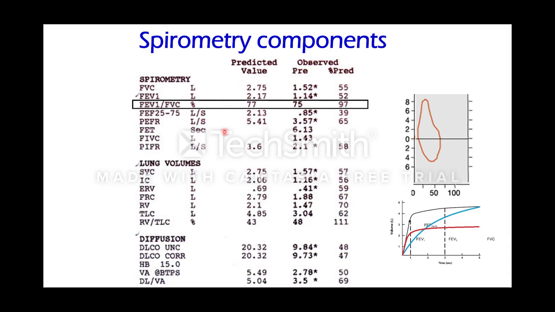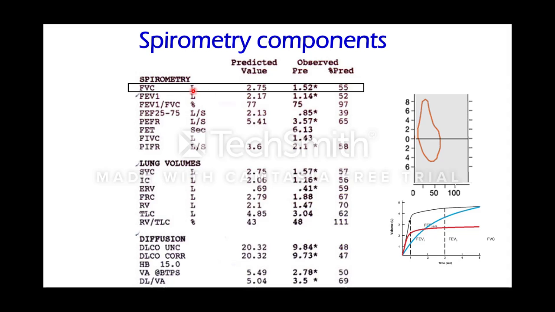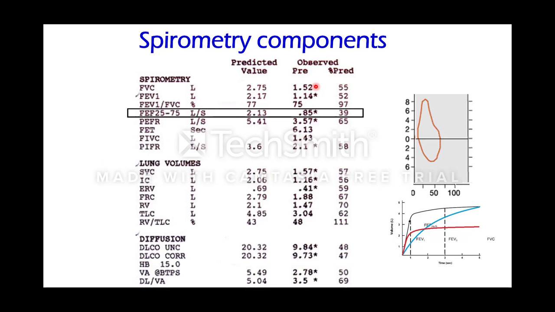Again, to read this, first start here. If this is normal, two things: either normal lung or restrictive lung disease, because either both of them decrease or both of them are normal. We go to the second part of the assessment, FVC. If the FVC is low, then this is restrictive lung disease. If FVC is normal, then this is obstructive lung disease.